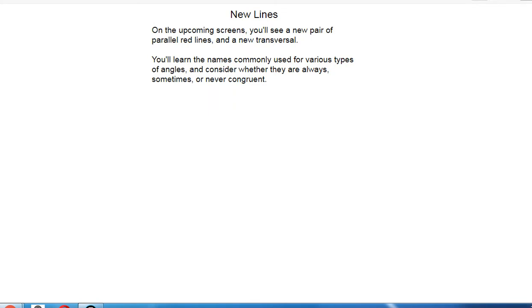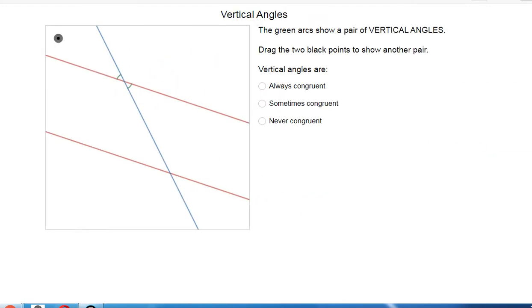On the upcoming screens, you'll see a new pair of parallel lines, red lines, and a new transversal. You'll learn the names commonly used for various types of angles and consider whether they are always, sometimes, or never congruent. Vertical angle just means across. It says drag two black dots to show another pair of vertical angles. So we can just go across from each other. That would be vertical angles.